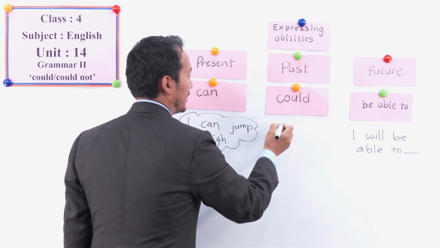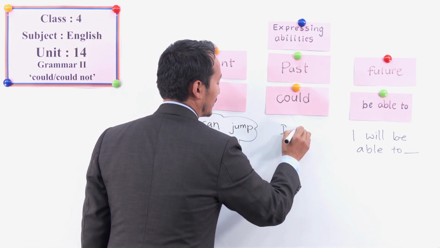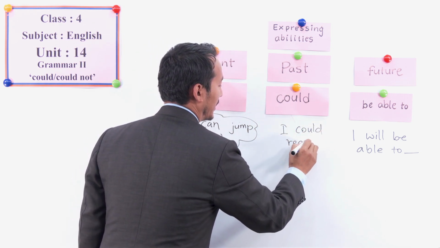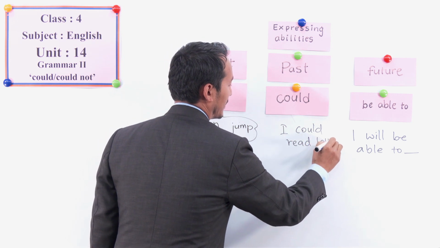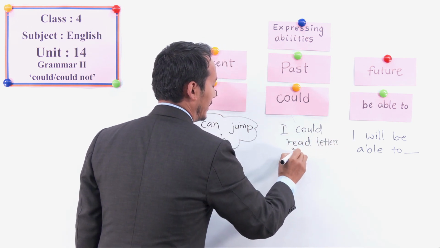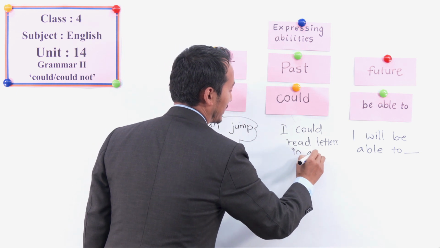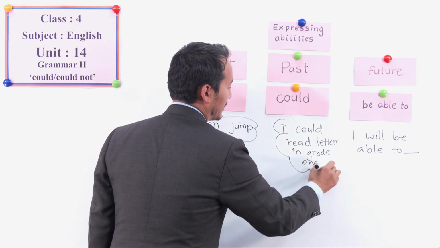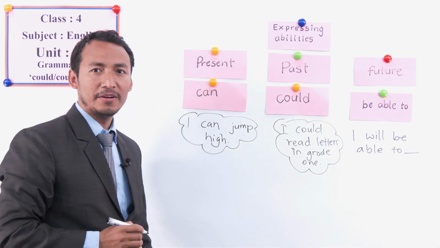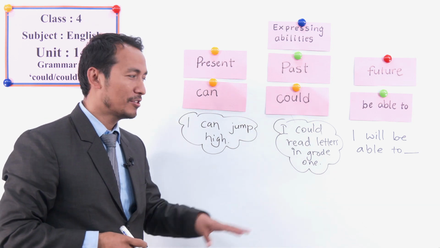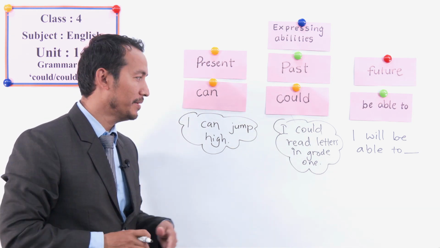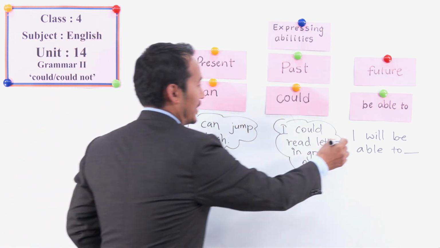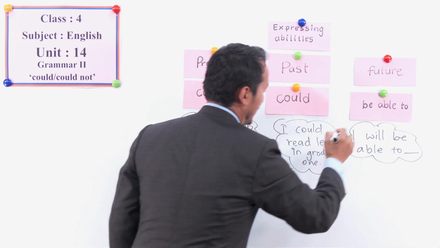And you can say for past, I could read letters in grade 1, okay? So you learned ABCD in your early grades, so you could read that there. You had that ability in the past as well, and you will have future abilities.